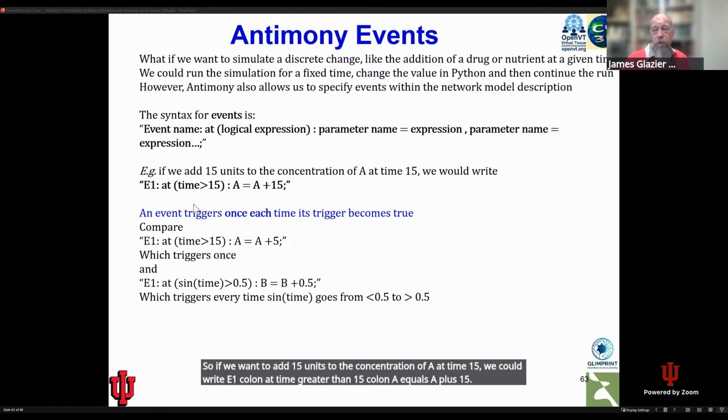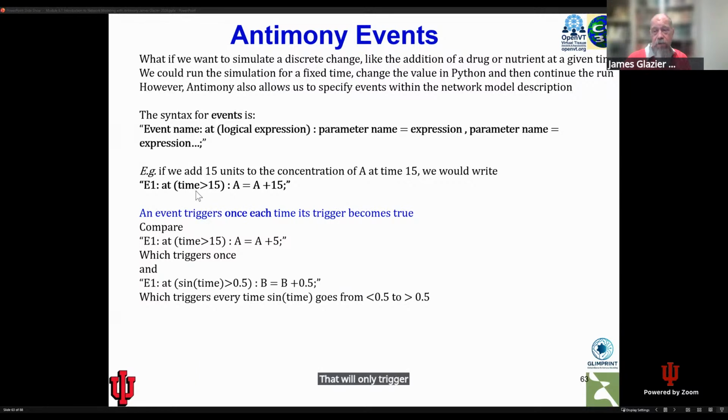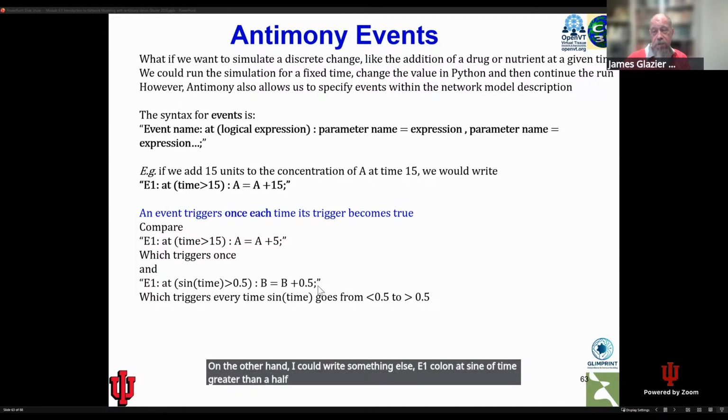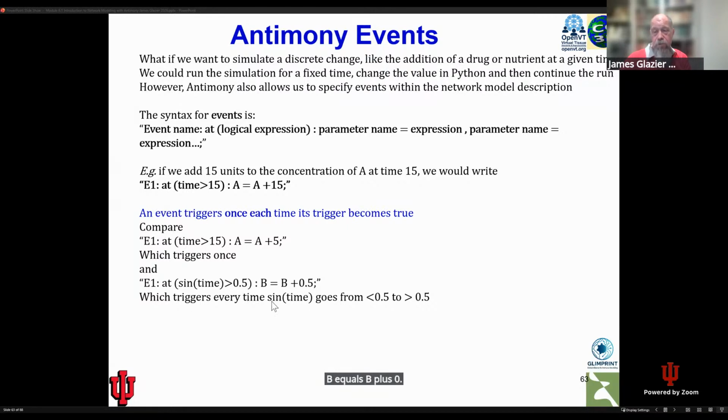That will only trigger once, whenever the argument goes from false to true. On the other hand, I could write something else, E1 colon at sine of time greater than a half, B equals B plus 0.5. That will trigger every time sine of t goes from less than a half to bigger than a half.